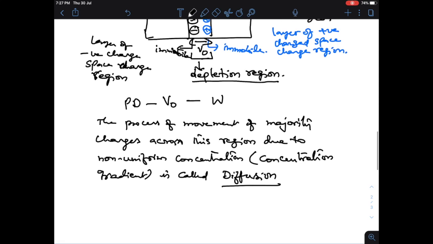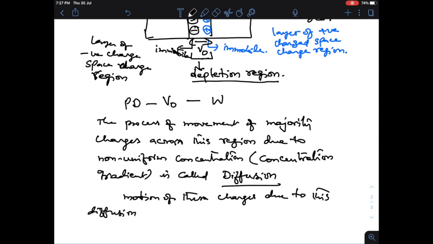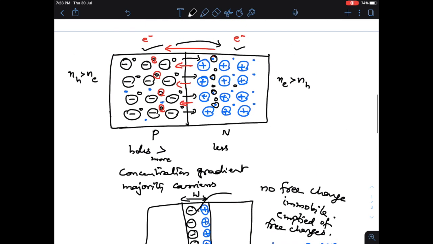And because of the movement of charge carriers, there is a current flow. So that current, the motion of these charges due to this diffusion, is called diffusion current. Diffusion current.